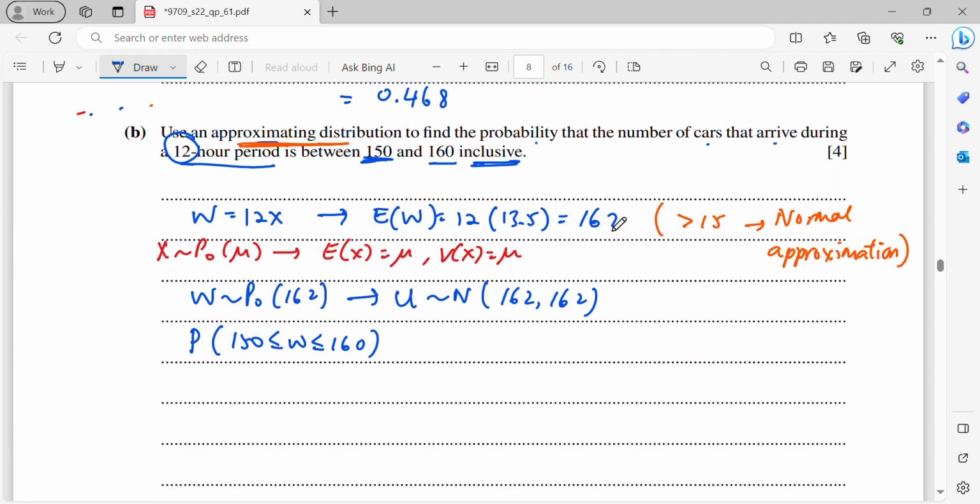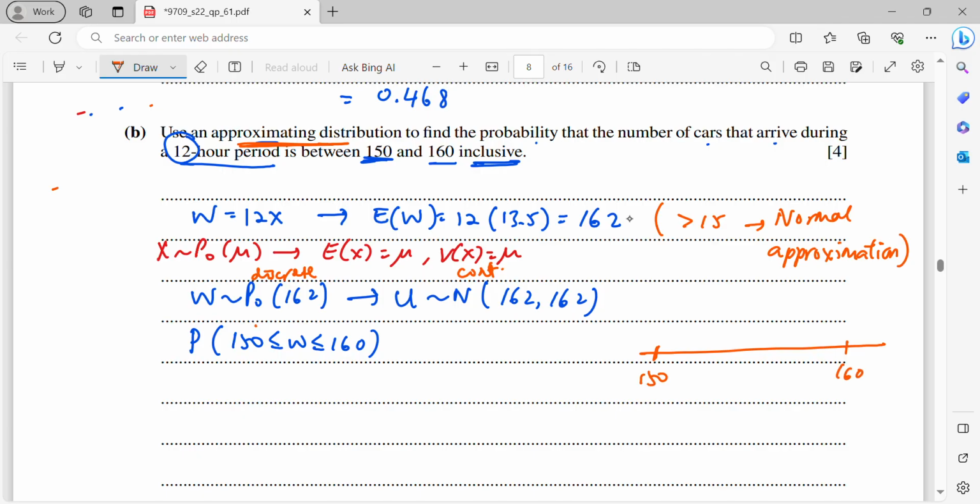So since now we need to approximate to U, to normal distribution, which means now I need to draw the number line. Now here the Poisson is discrete. Okay, this is discrete. The normal is continuous random variable. So from discrete to continuous random variable, we need to consider the continuity correction. That means either you plus or minus 0.5. Therefore, I need to refer to the number line.